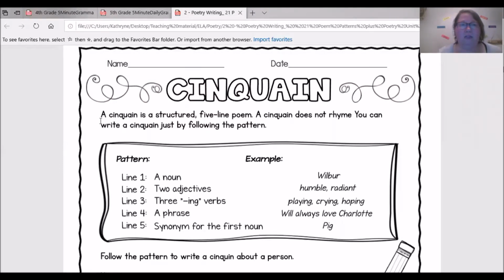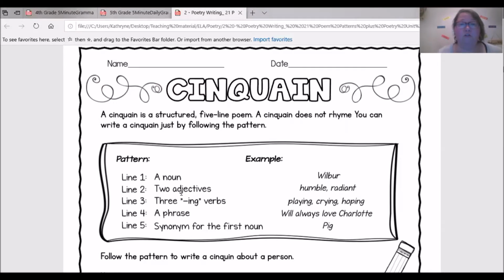So let's remember that a cinquain is a structured 5-line poem. A cinquain does not rhyme, although it might have a word here or there that rhymes, but it's not supposed to rhyme. And you can write a cinquain just by following the pattern. The pattern is the most important thing. So here is the pattern. Line one is a noun. It's whatever you're talking about. So for this poem, the one that they gave us, for instance, the noun was Wilbur.